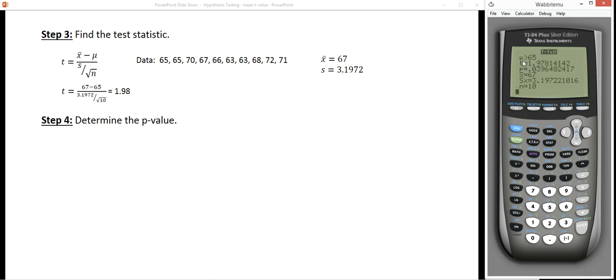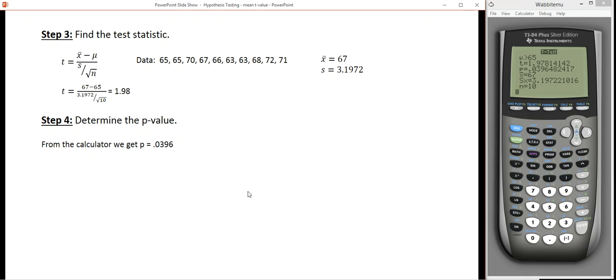So we can see that the mu is greater than 65. That was our alternative hypothesis. We can verify our t-value, so rounding, it's exactly the same. And then our p-value from our calculator, we get 0.039648 and some change here. P-values, we're going to round to 4 decimals, so I'll round it to 0.0396.